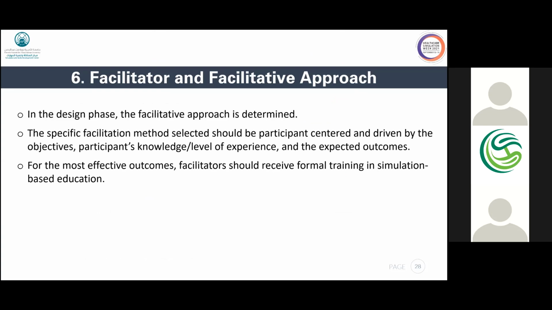Moving on to the facilitator and facilitative approach. This is a very critical phase in the design. If you are choosing an approach and how to facilitate the experience, you need to customize it to be implemented easily. And if you are planning to give it to a novice facilitator, they need to be officially trained on how to conduct simulation-based education activities.